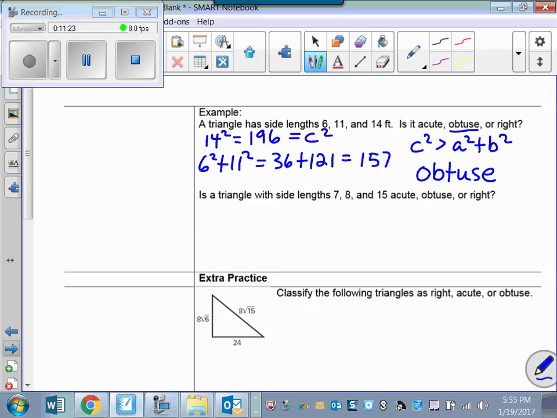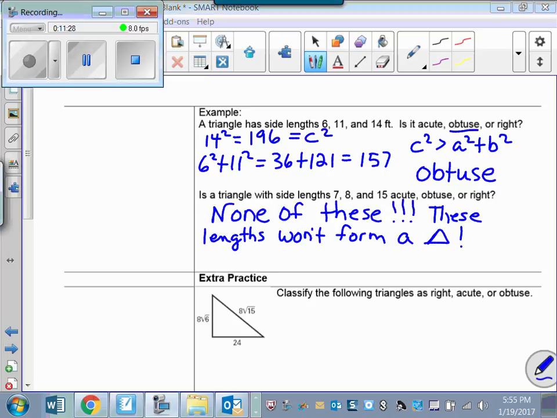All right. Why don't you pause right here and do the next problem? Gotcha, didn't I? You forgot about the triangle inequality theorem. Look, 7 plus 8 equals 15. Remember, the sum of any two side lengths has to be greater than the third side, and that's not the case here. So this is not even a triangle. So it can't possibly be acute, obtuse, or right. Gotcha. I may not have gotten some of you, but I bet I got quite a few of you.